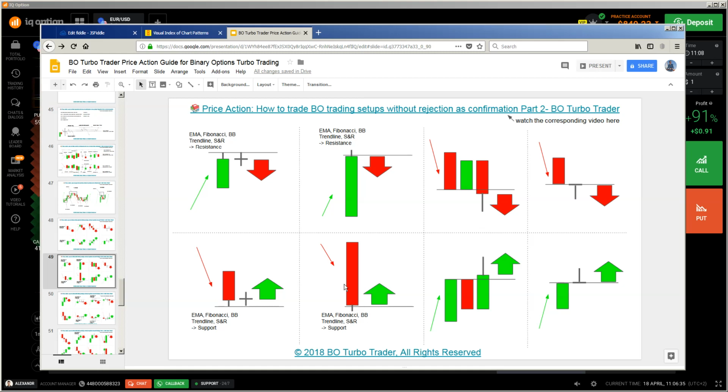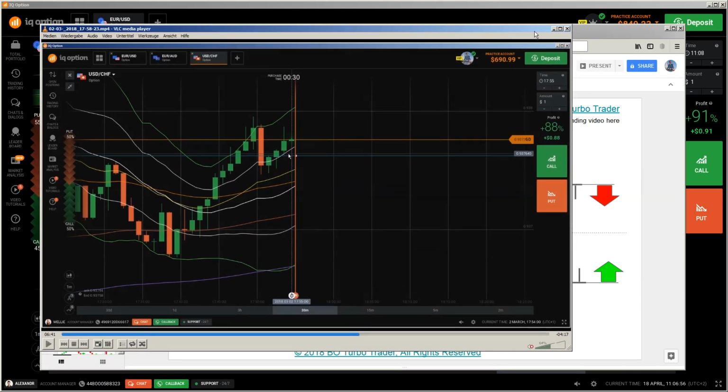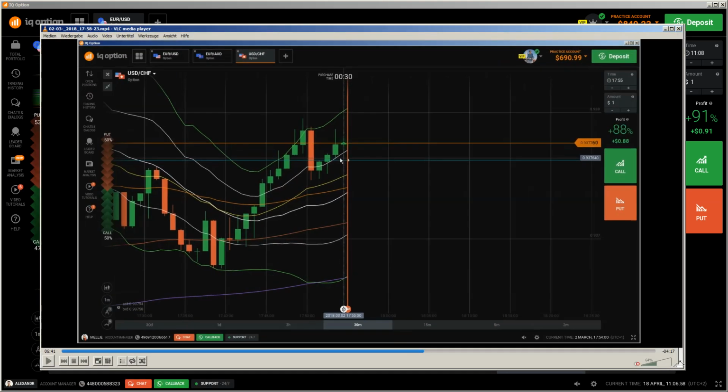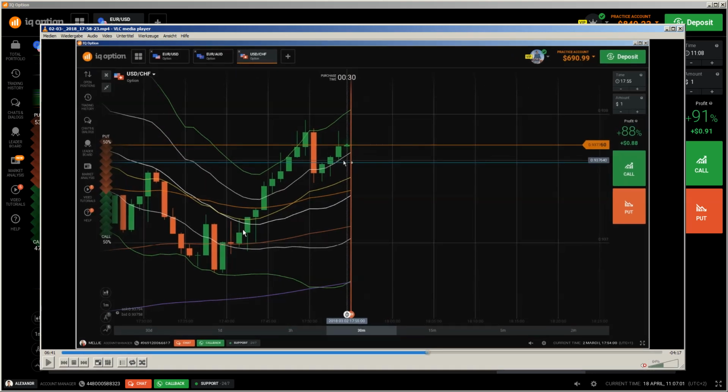If you create reversal trading setups, you have to use them in a healthy trend, in a healthy market, not in a strong trend and not in a consolidation area. Now I'm going to show you how you can trade this kind of trading setup. And here we go. This is the setup here. So this is the setup, and now it's creating this red candle. You see here, this is a pin bar.